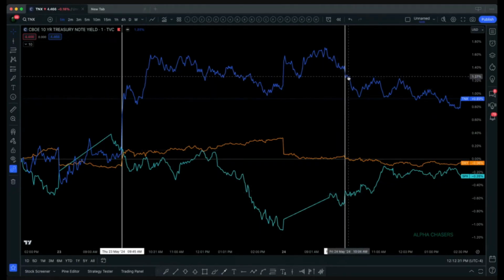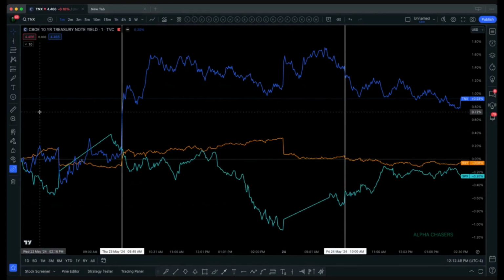So what happened here? More economic data construed as positive for the market. They bought bonds, they sold the dollar, and they bought equities. And this is a very simple chart that you can look at on a 1 minute, 5 minute basis. I would recommend you look at it on a 1 minute basis.